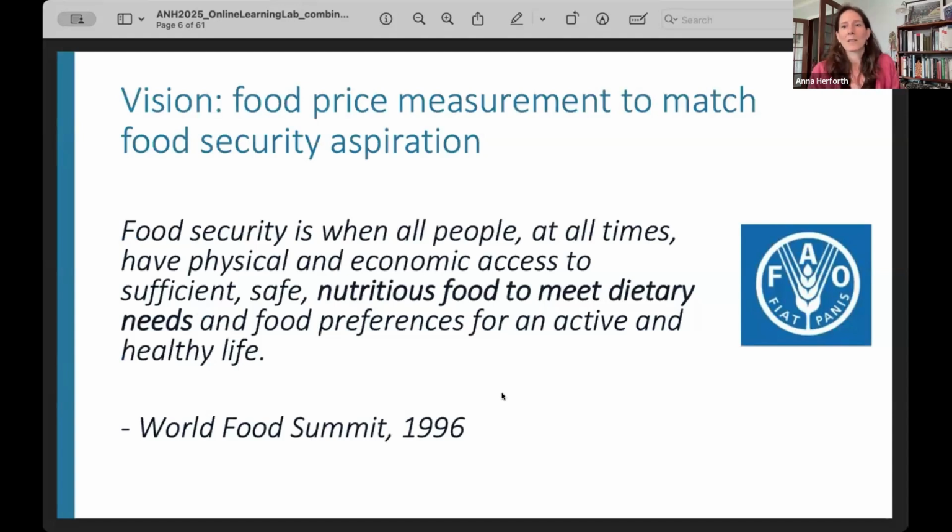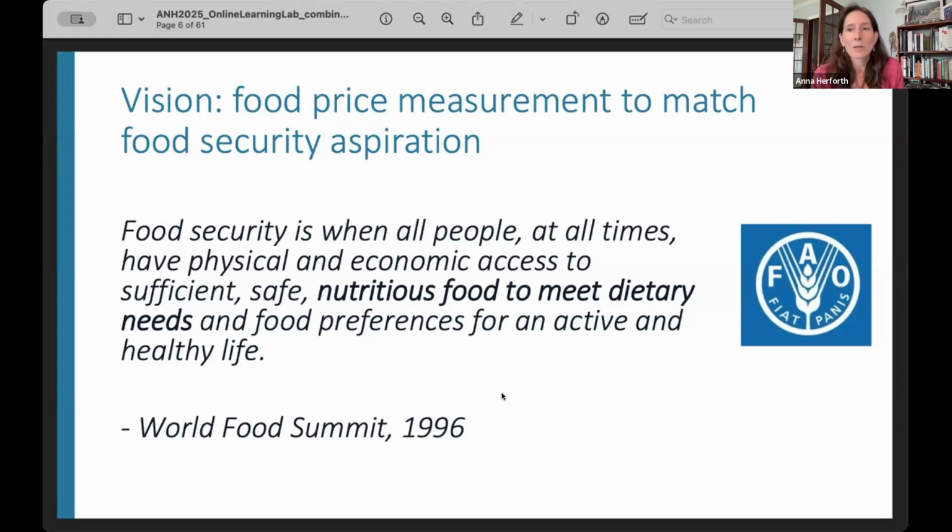So to start with where we came from, this work on using food prices for nutrition was always in service of this overarching vision, which was to be able to look at food security in a more holistic way that actually matches the definition that FAO and the UN agencies have used for the past 30 years, which is food security meaning when all people at all times have physical and economic access to sufficient, safe, nutritious food to meet dietary needs and food preferences for an active and healthy life.